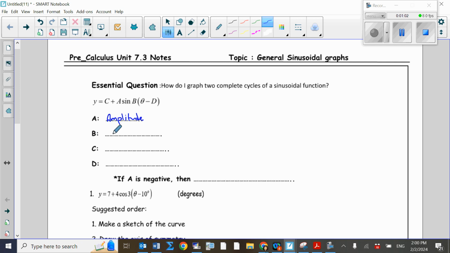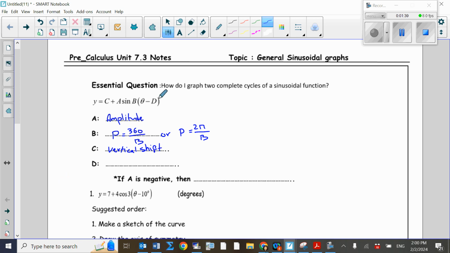If the function is in degrees, to find the period, you divide 360 by this B value. Or if the function is in radians, you divide 2 pi, which is the period of the parent function in radians, by the B value. That's going to give you the period of the current function. The C value is vertical shift, so it defines whether your function moves up or down.